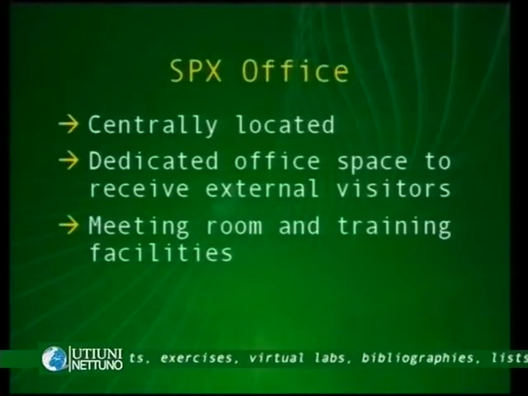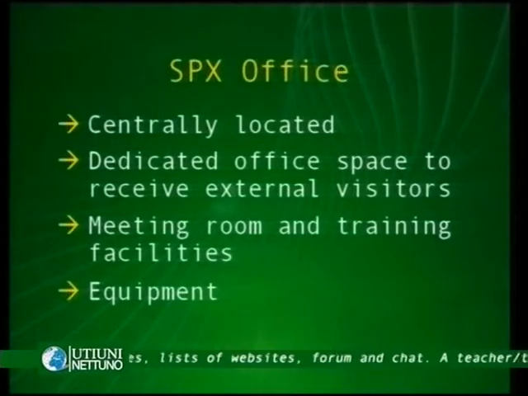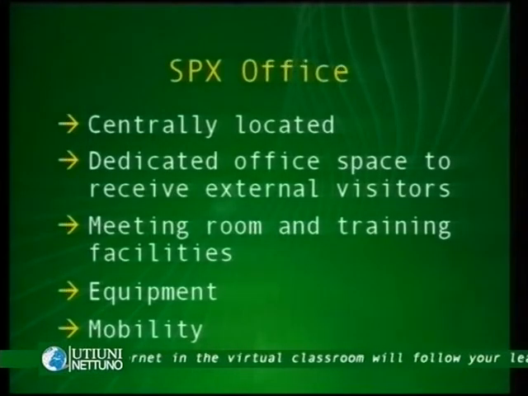Meeting room and training facilities. Obviously, there is a lot of capacity building happening, so the facilities for this should be there. Equipment. Computers is a must, telephone, copy machine, and broadband internet connectivity is nowadays a must in managing a modern office. And then mobility. Since not all aspects of the work will be done in the office, but there will be a lot of company visits, a car or a dedicated vehicle for the SPX definitely helps.